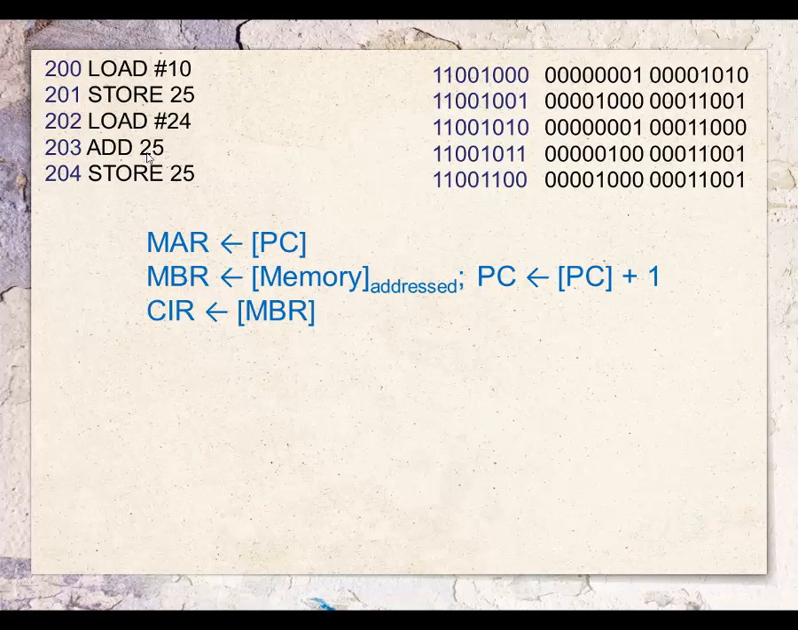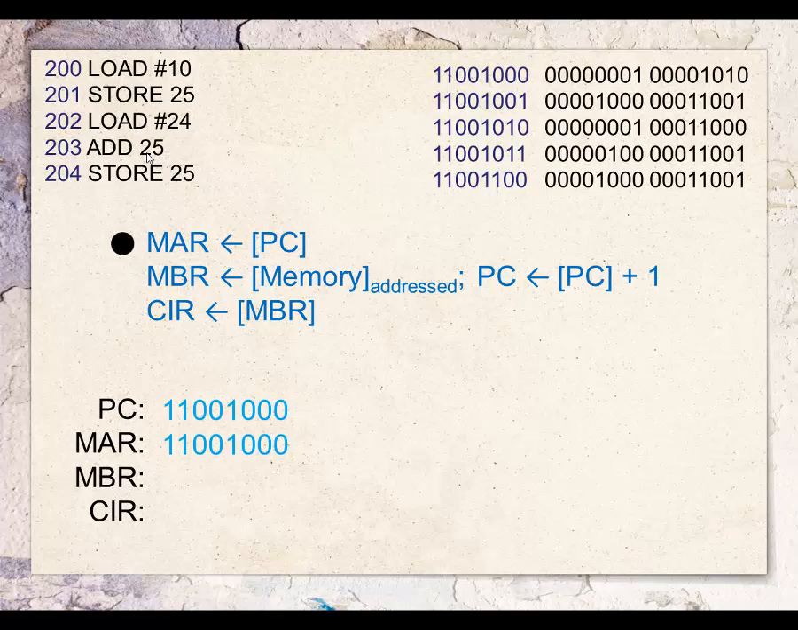Let's look at the first part. So the PC, when I switch my computer on, will be set to the default first address. In this case, it's going to be 11001000. That's the first instruction. That is when I switch my computer on. The processor then starts the fetch execute cycle. So it goes into the first part of the fetch, which is this part here. It takes the contents of the PC and passes that to the MAR. So the MAR and the PC now have the same value.